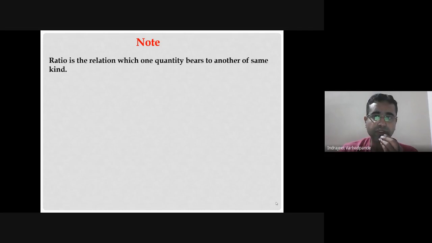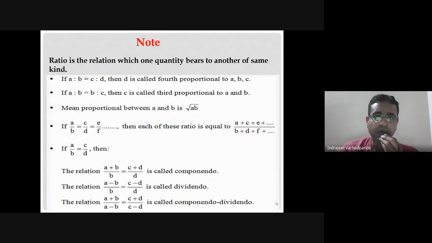Just to brief you, or just to revise, ratio is the relation which one quantity bears to another of the same kind, or we say that it is a comparison between the two by means of division. What are the different properties related to ratios? When I say that A is to B is equal to C is to D, this is an equation which is known as a proportion, right? In such a case, when two ratios are equal, the last one, as we saw, is called the extreme, and D is called the fourth proportional to A, B and C.